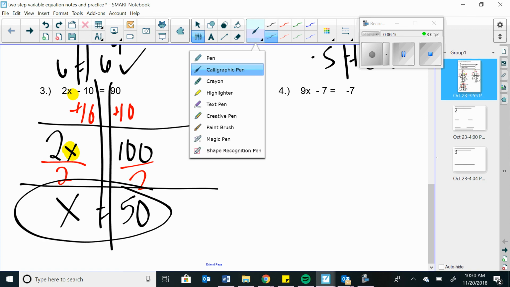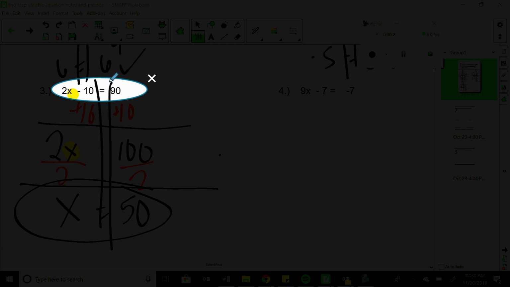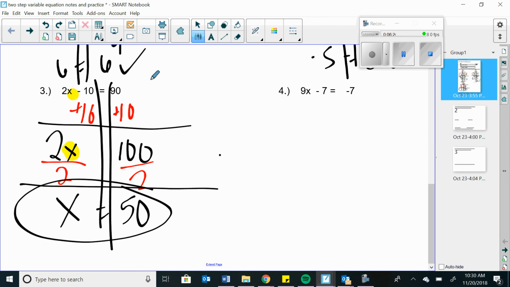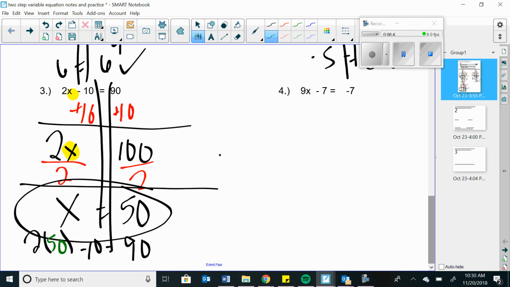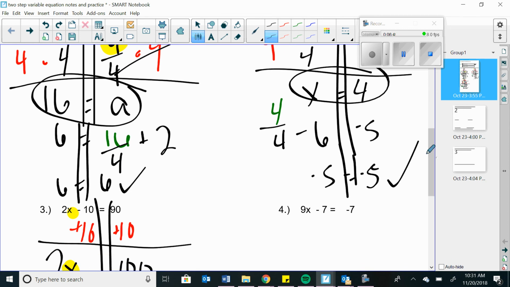So we'll take our original problem, and it is 2x minus 10 equals 90. And 50 is the new x. So we can write it like this: 2 times 50, take away 10, is 90. And if you do that on your calculator, you'll be happy because 90 equals 90. Okay, I'd like for you to do this one. And then the next page.